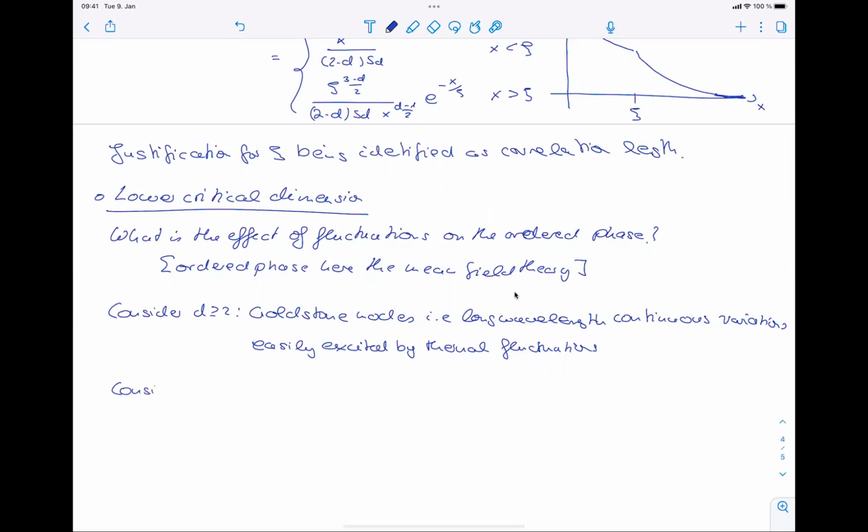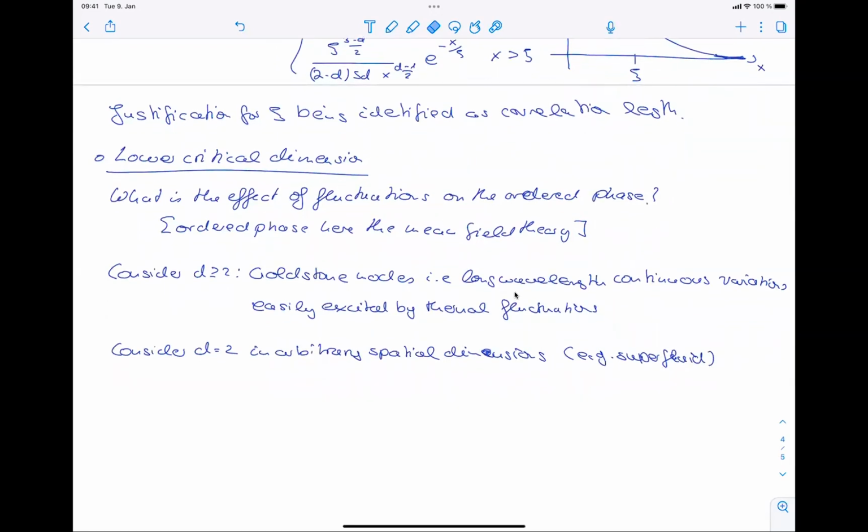Just to add, also consider that we now consider d equal 2 in arbitrary spatial dimensions. This also exists, and that's, for example, as superfluid, superconductor fluid. So we're looking at really now the Goldstone modes variation embedded in any dimension.